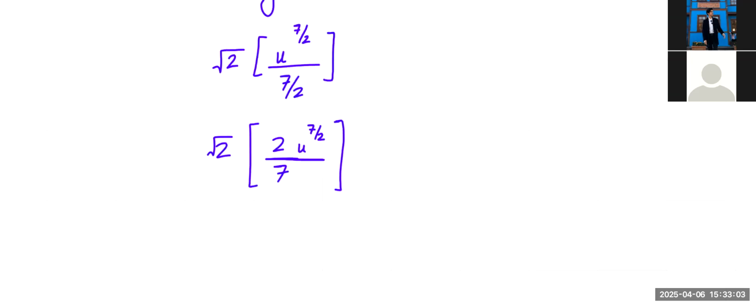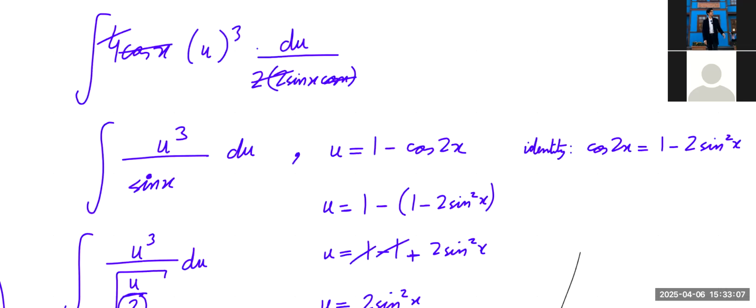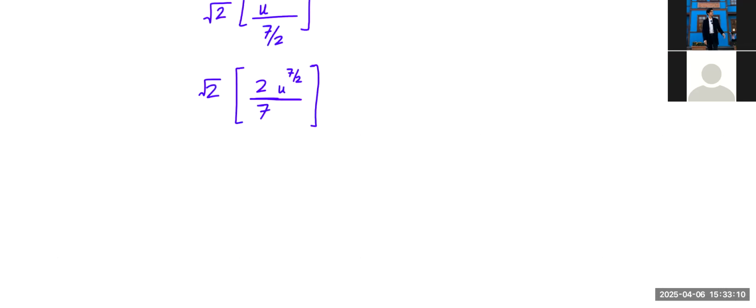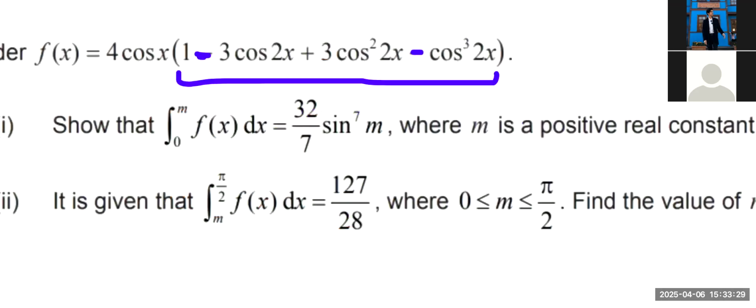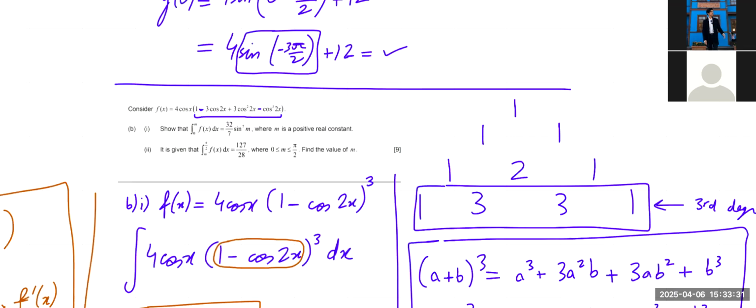And finally, we can now remember that u is supposed to actually be 1 minus cosine 2x. Since u is just 1 minus cosine 2x, it's all raised to the power of 7 over 2. I can finally plug in my boundaries, which were 0 to m. Let's do that.